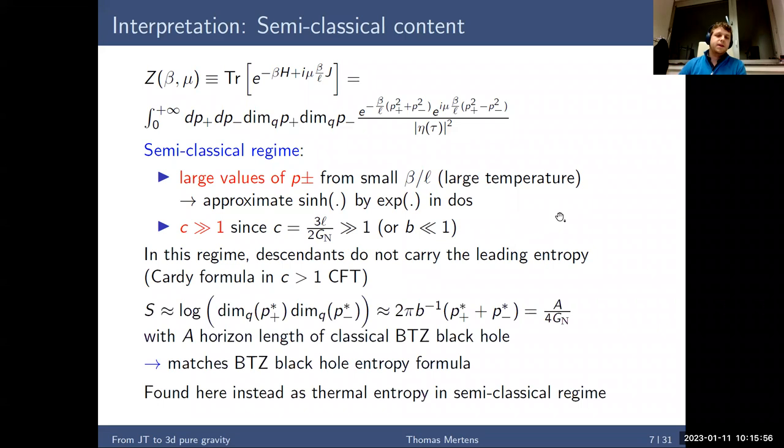And from this, you can look at the saddle point equation of these integrals, and you find that the saddle leads to an entropy, which is log of the product of these two dimensions evaluated for large arguments, so for large p plus and large p minus. You can explicitly see that because these dimensions are sinh times sinh, you replace them by exponentials and take the log of these things. This is the dominating piece, and this just matches with A over 4G, where A is the horizon length of our classical BTZ black hole. So we reproduce the BTZ black hole entropy formula from the thermodynamics of this partition function.